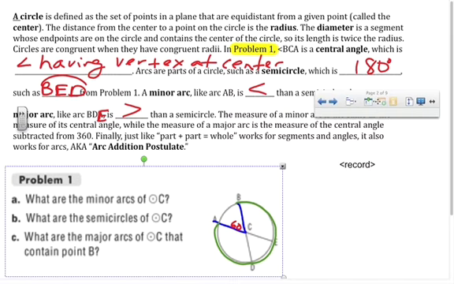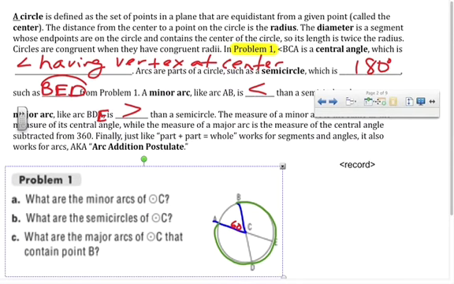So in problem 1, yes ma'am. A major arc is more than 180 degrees, whereas a semicircle is exactly 180 degrees. As far as the difference between how we name them, you may have noticed a major arc is named with 3 letters. A semicircle is also named with 3 letters. Thank you for kind of bringing it to my attention.